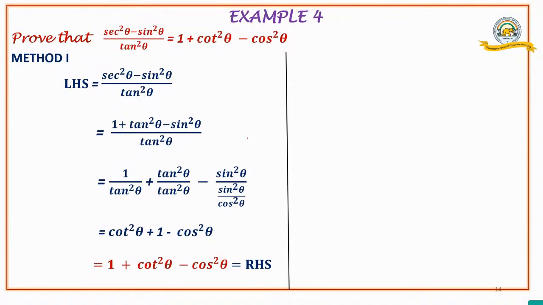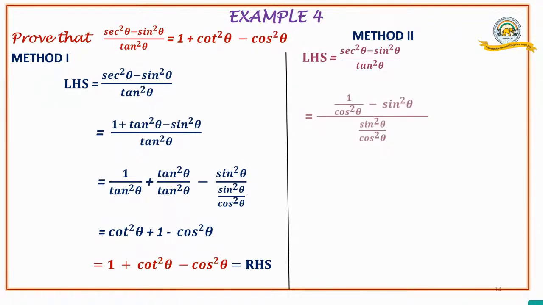So we started with sec square theta minus sine square theta, and we have come to the answer. Let us see which other way we can do it. Another way is doing from the left hand side itself. I said we can do the sums by changing everything to sine and cos. So sec square theta, reciprocal of cos, so 1 by cos square theta minus sine square theta. What is tan square theta? Sine square theta by cos square theta. So I've changed everything to sine and cos.